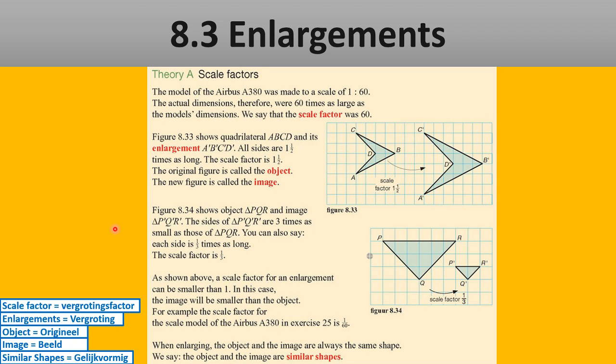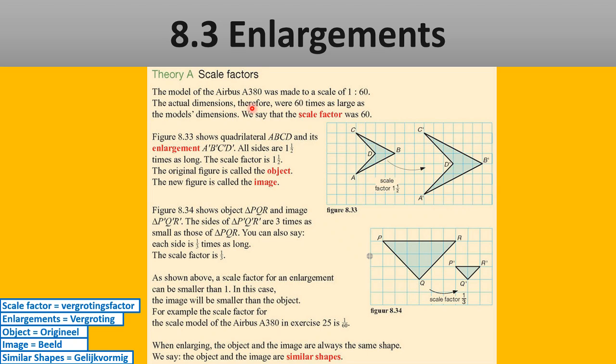Theory A, scale factors. Some of you might already know what scale factors are, because we use them, for example, when we're talking about models. Me as an architect, for example, if we had models of buildings, we used scale factors as well. Then we said, for example, my building maquette or my building model is on a scale of 1 to 100. Or here they say the model of an Airbus airplane is to the scale 1 of 60.